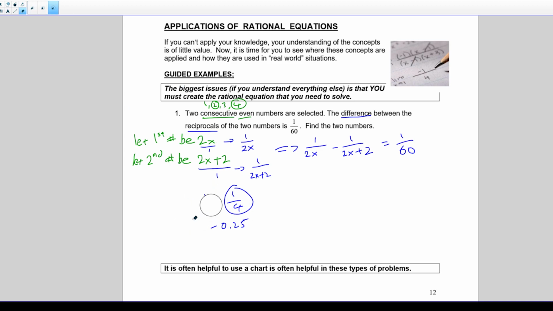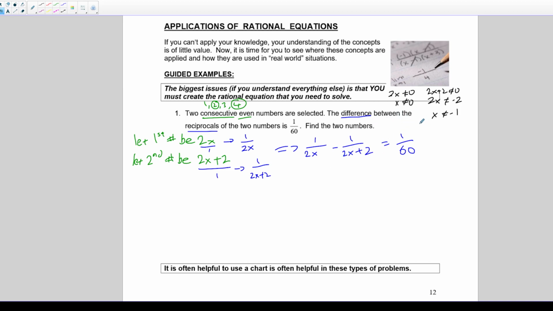So taking a look at our work here, once we get to this stage, the question is essentially done. It's a pretty straightforward rational equation to solve from here. We're going to first state our NPVs just so we're aware of what the possibilities are. So 2x cannot equal 0, so x cannot equal 0. And from 2x plus 2 cannot equal 0, we get 2x cannot equal negative 2, so x cannot equal negative 1. So I have two NPVs here, so we can go ahead and get started from here.